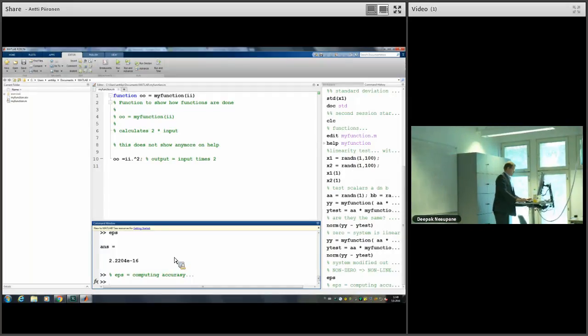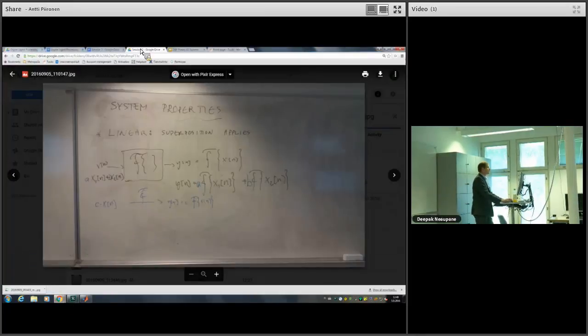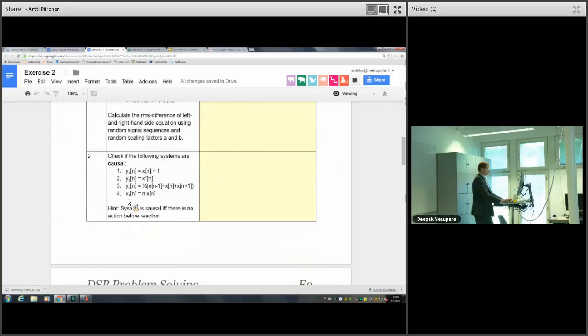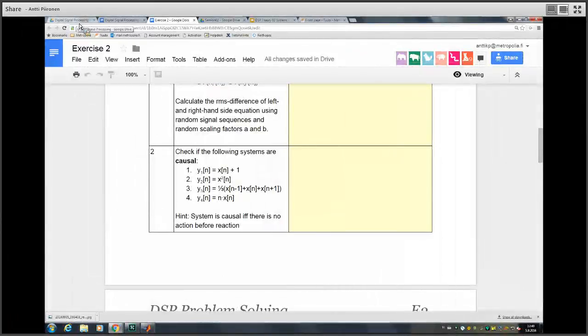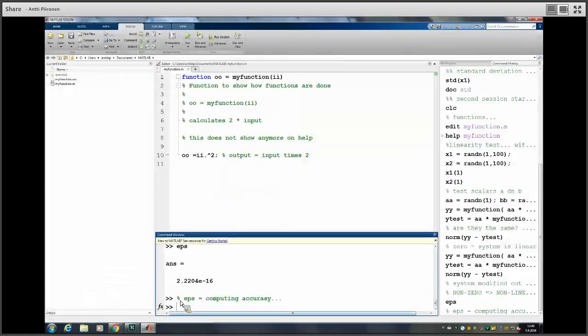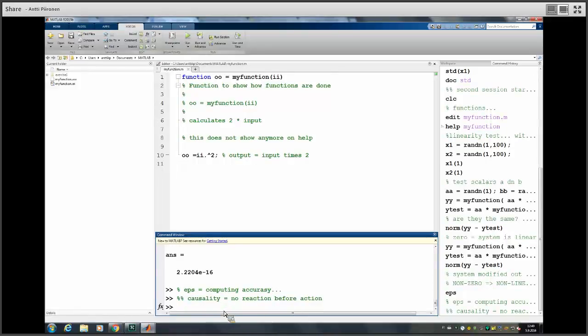The second part, let's see, in exercise 2, causality. Okay. On the causality test, we will test if there is basically no action before input, or reaction before action. That's a reaction before action. So input must change first.